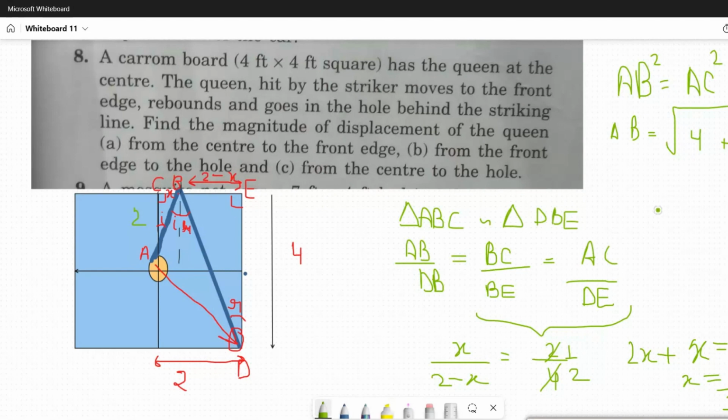Now if we solve this, let's take 4 common, we will get 1 plus 1 upon 9, that would be 10 upon 9, and this would be equal to 2 by 3 root 10 feet, and that's actually the answer we have got.